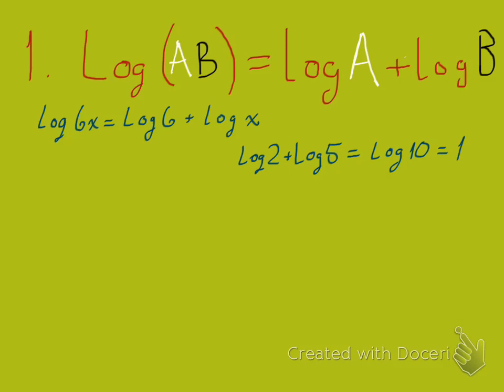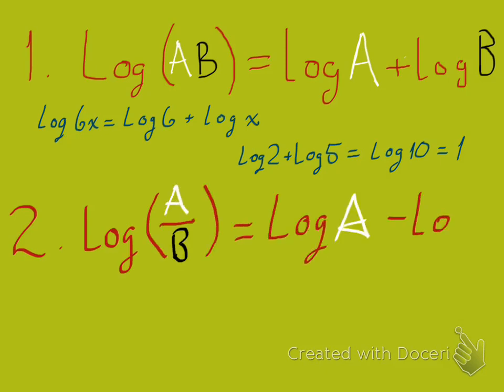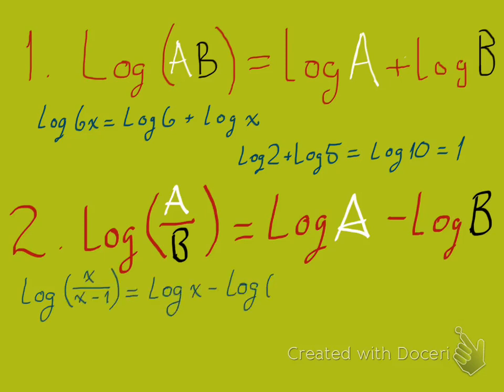So the next log property is kind of the inverse of that first one. Log of a over b is equal to the log of a minus the log of b. In other words, the log of a quotient is equal to the difference of logs. Let me give you an example of that. Log of x over x minus 1 is equal to log of x minus the log of x minus 1. So you can see very clearly it fits the pattern. Log of a quotient is equal to the difference of two logs.